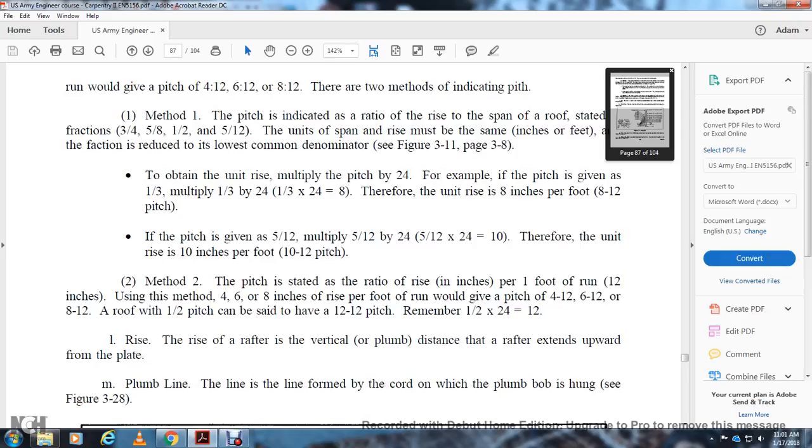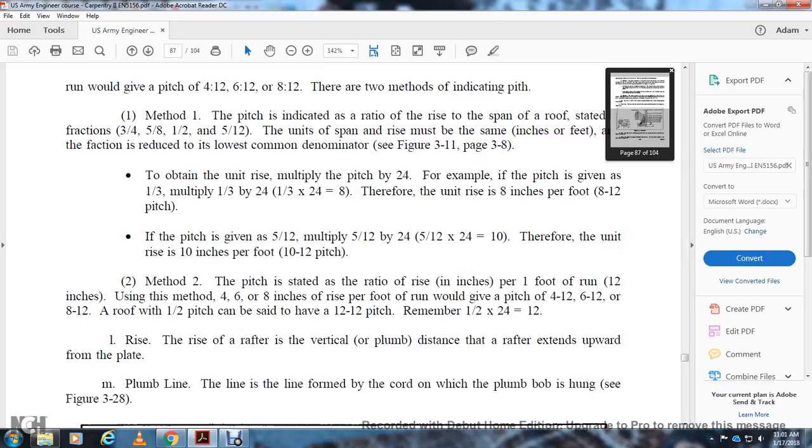Method 2: the pitch is stated as the ratio of the rise in inches to the 1 foot, or 12 inches, of the run. With this method, 4, 6, or 8 inches of rise per foot, the run is given as 4 by 12, 6 by 12, 8 by 12. A roof of 1/2 pitch can be stated as a 12 by 12 pitch. Remember that 1/2 times 24 is 12.